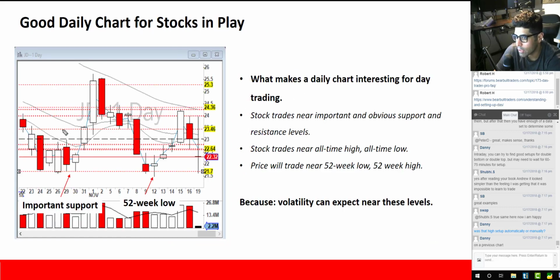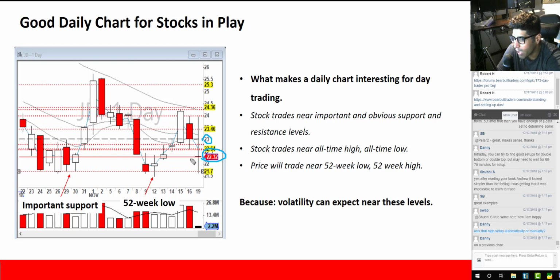So again, this is another example. JD. If JD was here, I wouldn't like it because it was really messy, inside a congested area, with a lot of moving averages and levels. But JD has gapped down. Now the price is at 22.32. The price was at 23 the day before. Now it's gapped down at 22.32.